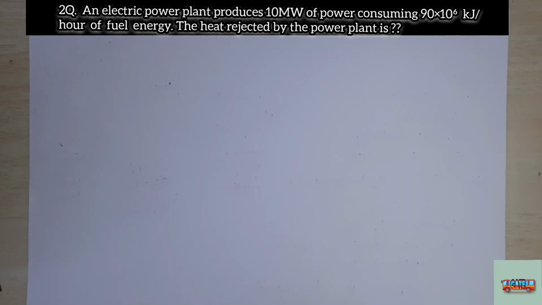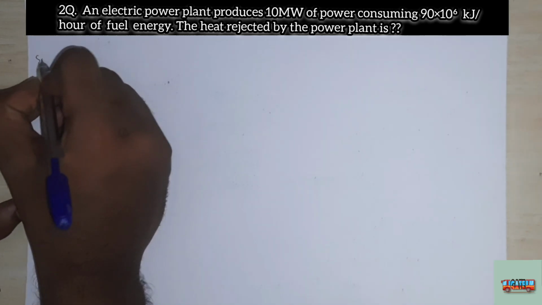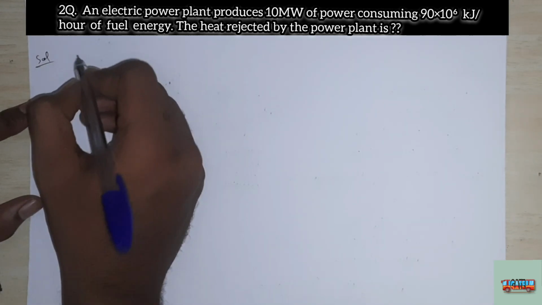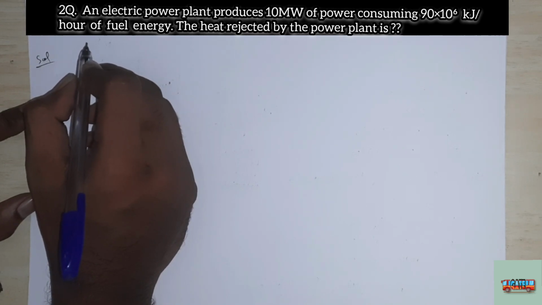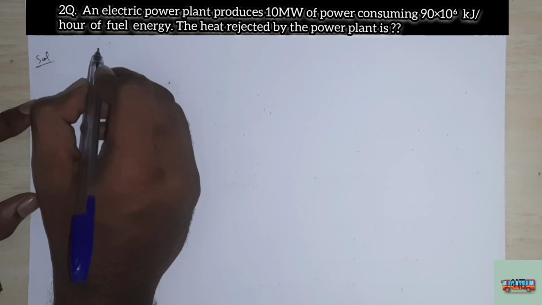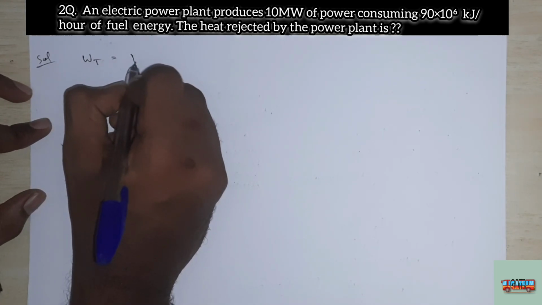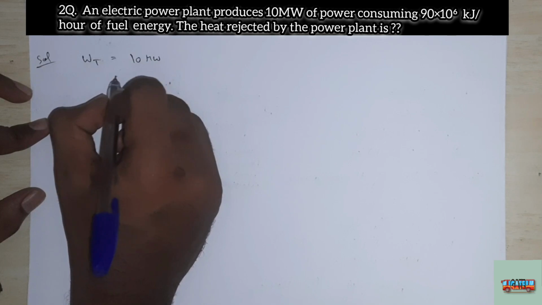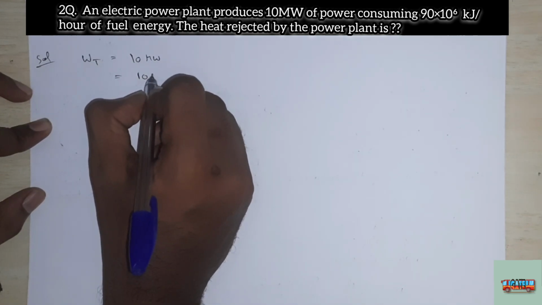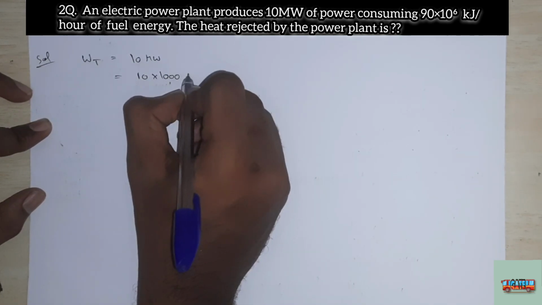So next question. An electric power plant produces 10 megawatt of power, consuming 90 into 10 power 6 kilojoule per hour of fuel energy. The heat rejected by the power plant is. So in the question it is given, electric power plant producing power, that is work done by turbine, is 10 megawatt. If we convert into kilowatt, it will be 10 into 1000 kilowatt.